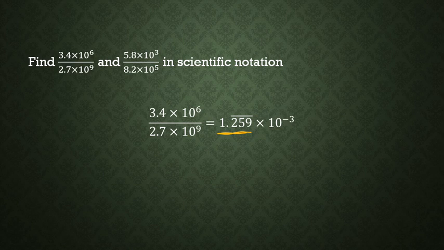Looking at the number in front here, we do only have one digit to the left of our decimal point, so it's fine. We don't have to move it, and thus we don't have to mess around with this power of negative 3 here.